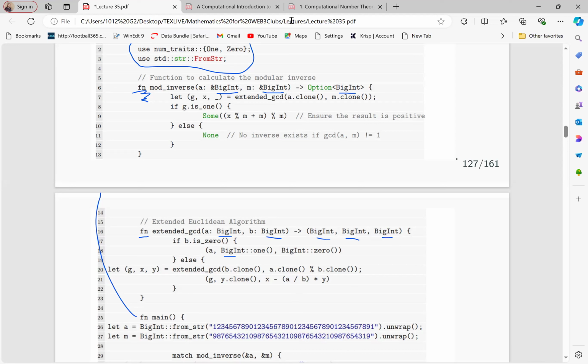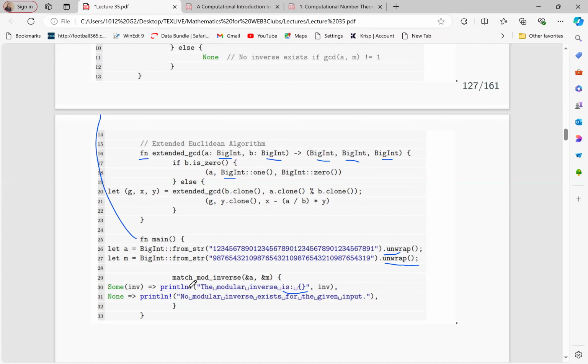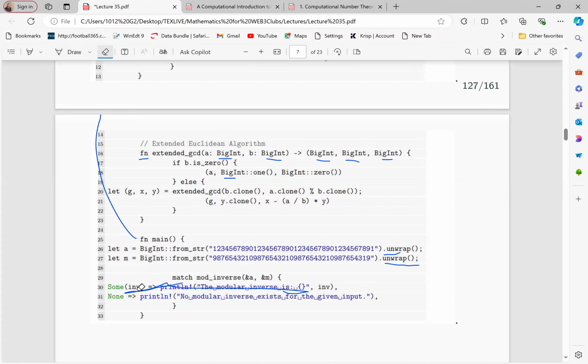I've put unwrap just to ensure that there is no overflow. And then it will print the modular inverse is this, if there is some modular inverse. And if there is no modular inverse, it will print no modular inverse exists for the given integer.